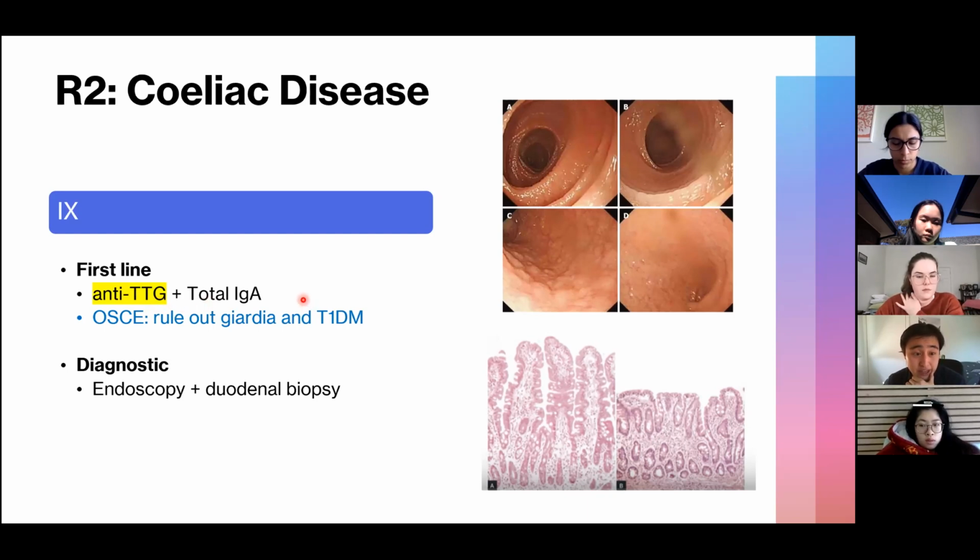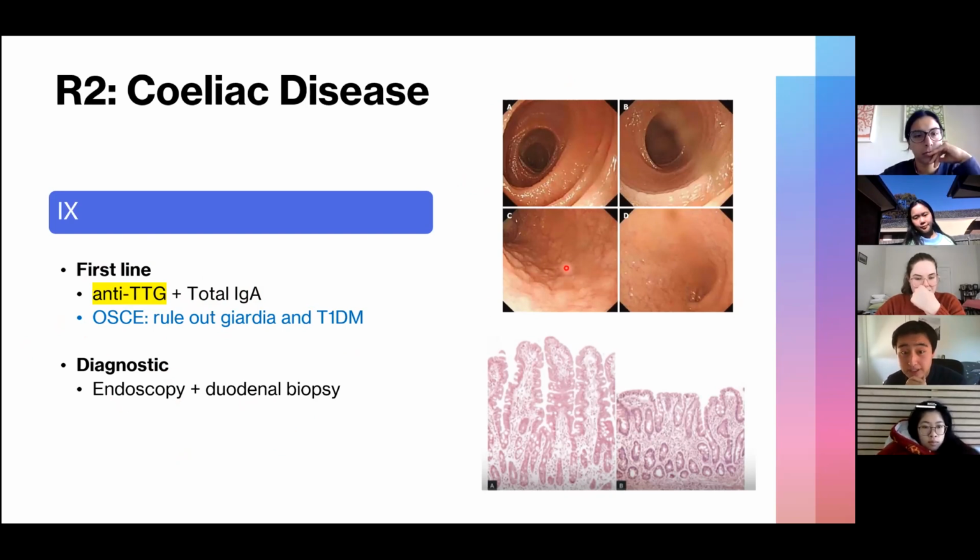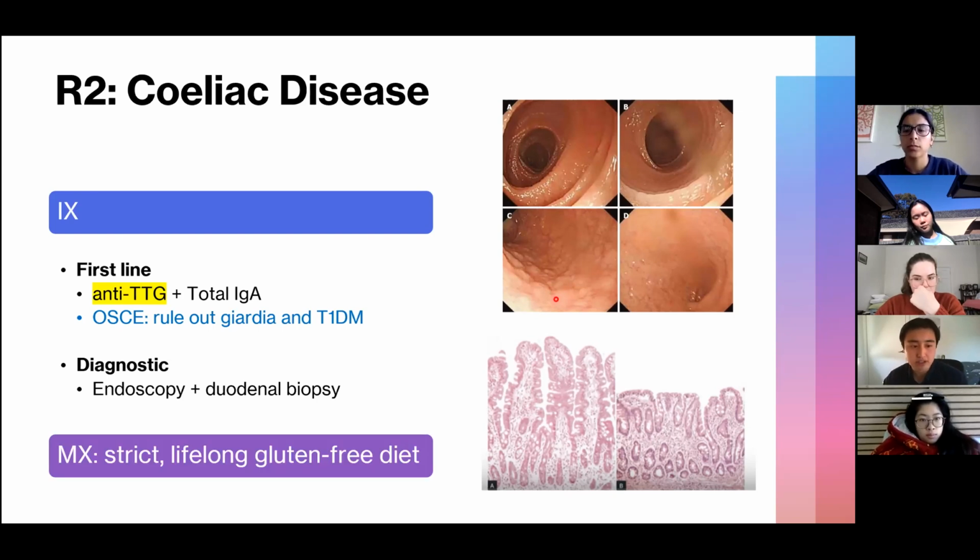You also order that together with a total IgA to rule out IgA deficiency. And in your OSCEs, you might also talk about ruling out your Giardia or your type 1 diabetes. But the takeaway is your anti-TTG first line. But to diagnose celiac, you need an endoscopy and a duodenal biopsy. And if you compare the top, which is normal, and the bottom, which is abnormal, what you see is atrophy of the mucosal folds, as well as this scalloping sort of pattern. So those are the characteristic signs of celiac disease. And to manage it, it's pretty simple, straightforward, strict, lifelong gluten-free diet.